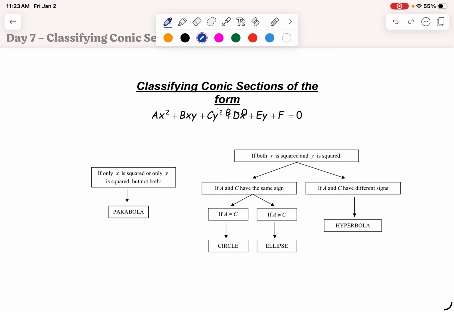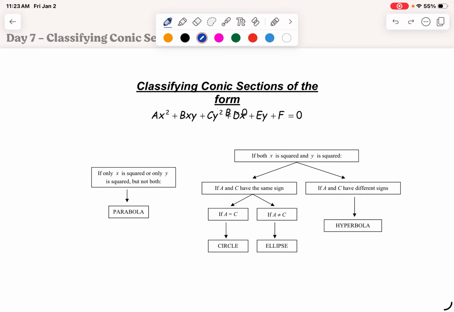So here's how you decide what it is. You're going to look at the equation, okay? This is the equation that I'm looking at right now. If it just has an x squared or it just has a y squared, but it doesn't have both, then it's automatically a parabola. So if it has one square in it, then it is a parabola, okay?